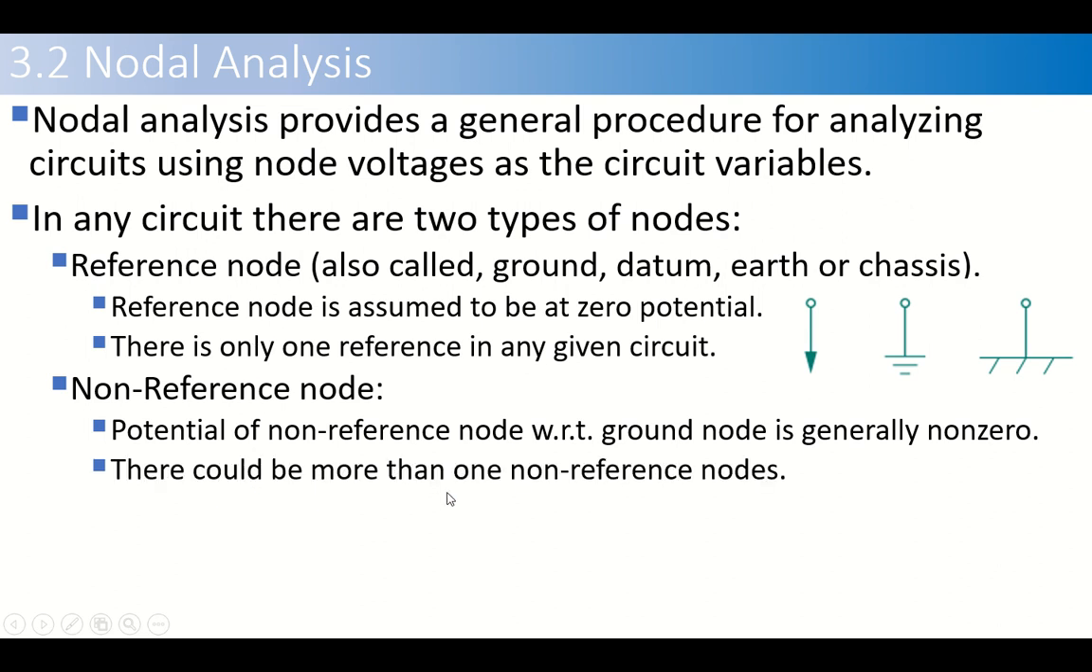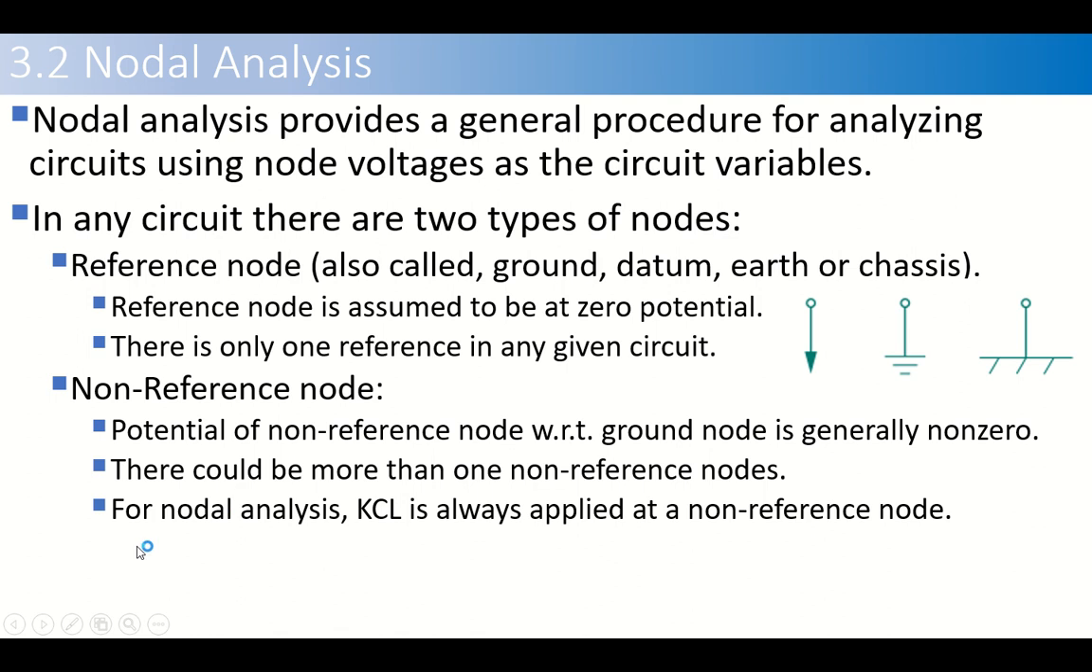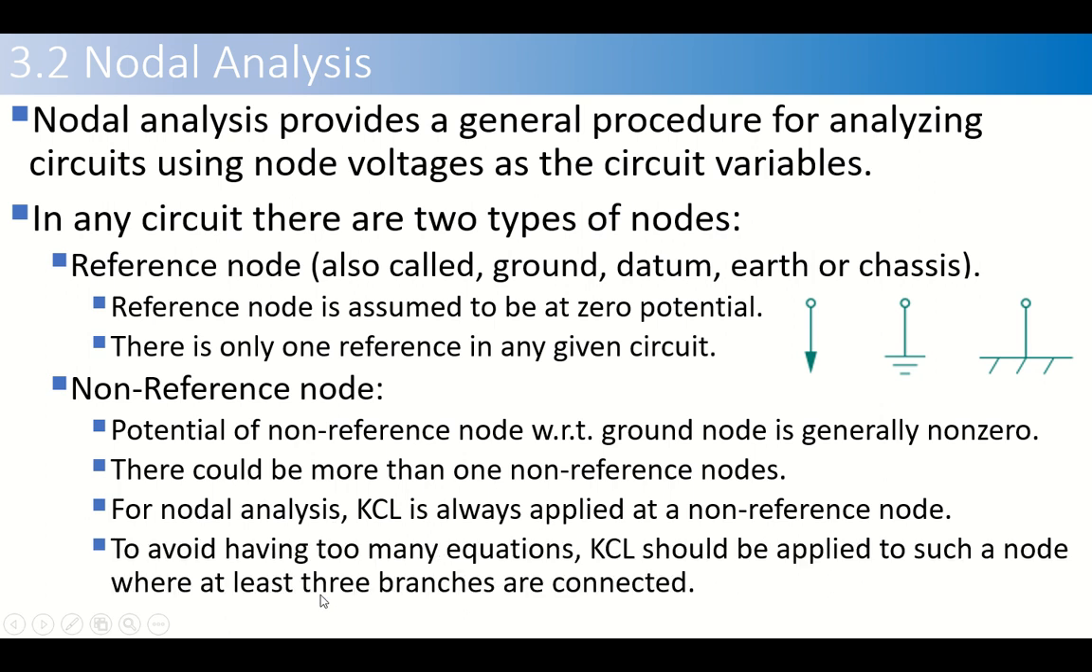There could be more than one non-reference node. This is again important: there is only one reference node, but there could be more than one non-reference node. For nodal analysis, Kirchhoff's current law is applied at a non-reference node. This is important, that KCL is always applied at a non-reference node, because applying KCL at a reference node will not give any extra information.